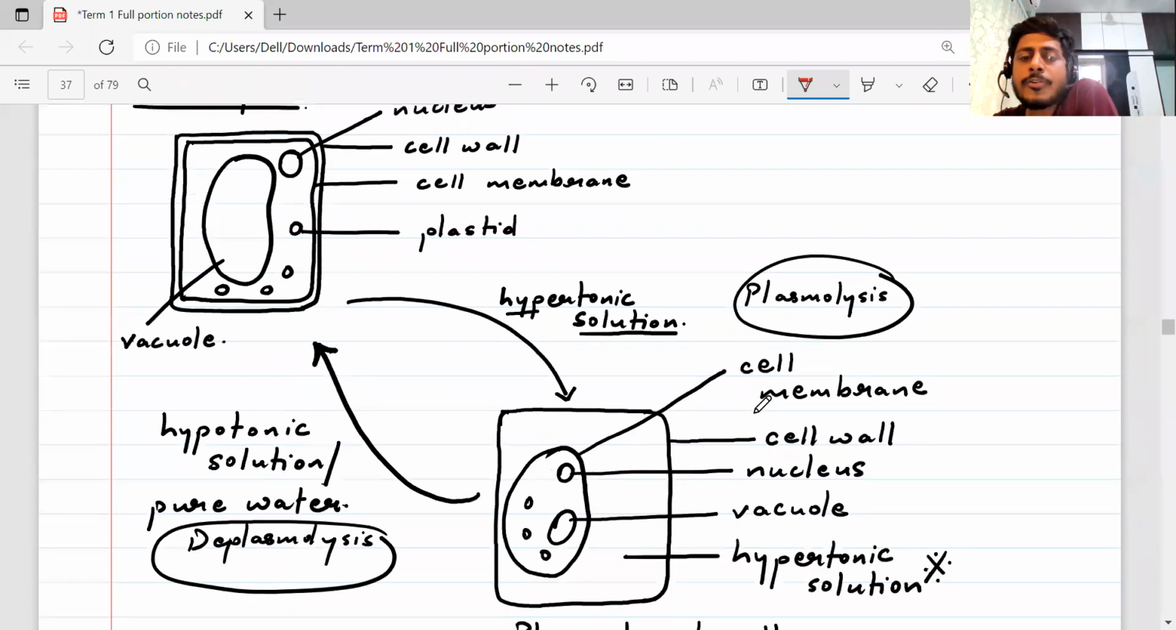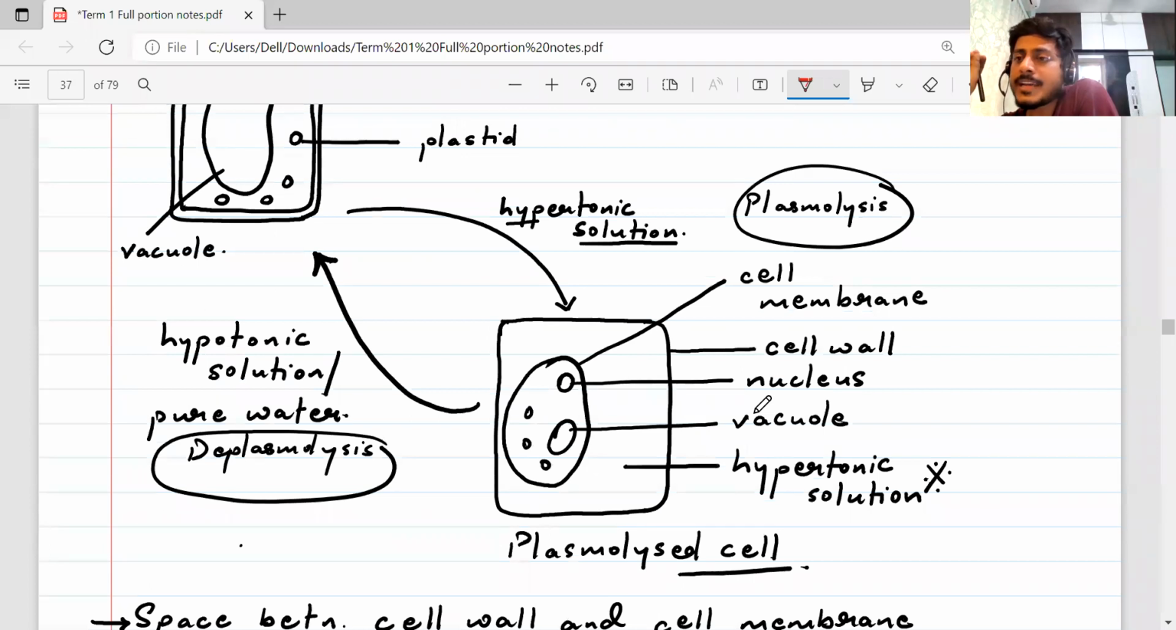फिर डायग्राम बेस्ड क्वेश्चन का बहुत स्ट्रॉन्ग कंटेंडर है प्लाज्मोलाइसिस का क्वेश्चन. प्लाज्मोलाइसिस के क्वेश्चन में हाउ डू यू आइडेंटिफाई? सेल वॉल विल रिमेन एज इट इज. Cell membrane will shrink away from the cell wall. The space between the cell wall and the cell membrane will be filled with hypertonic solution. The vacuole will reduce in size, and you will have the plastids and the nucleus inside. Plasmolysis is contraction of the cell contents along with the cell membrane away from the cell wall when placed in a hypertonic solution.